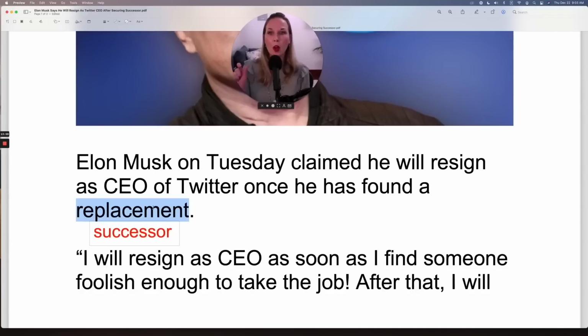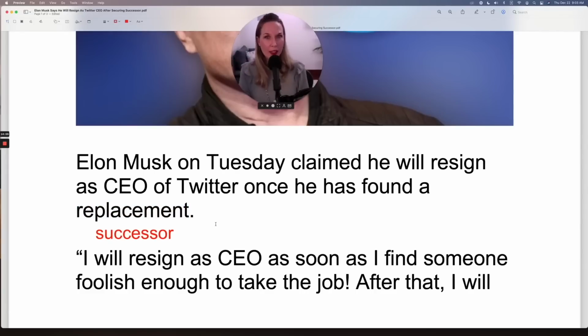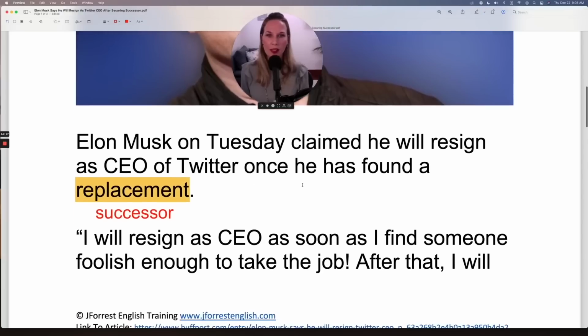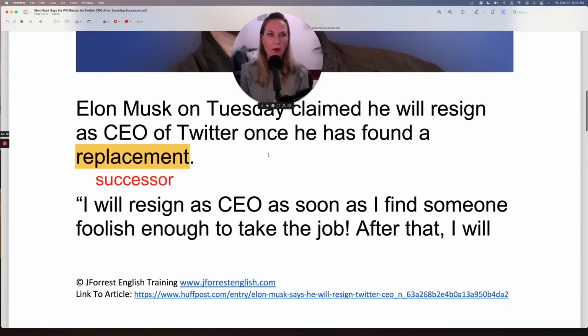And remember, once a successor has been appointed, Elon Musk will be the predecessor, the person who previously had the position. So replacement can be successor. Okay, let's continue on.